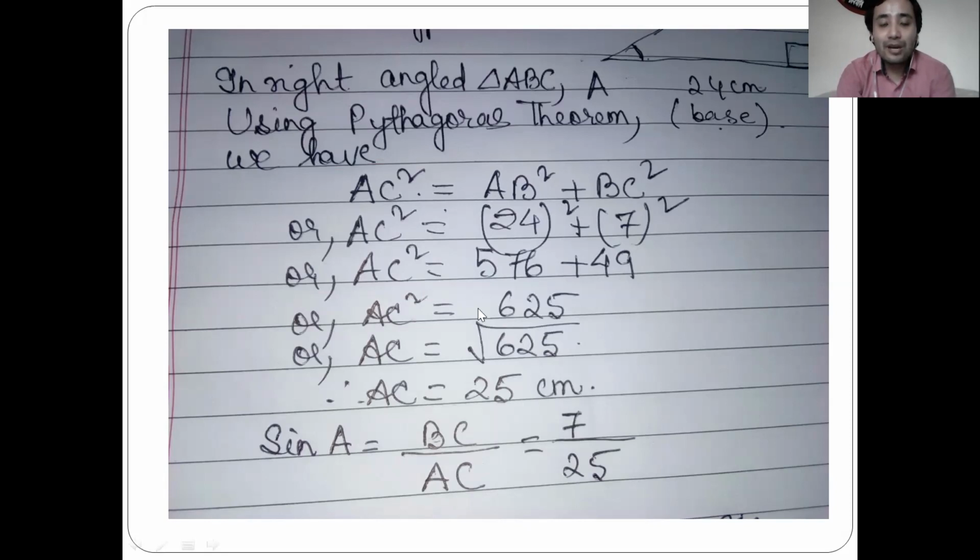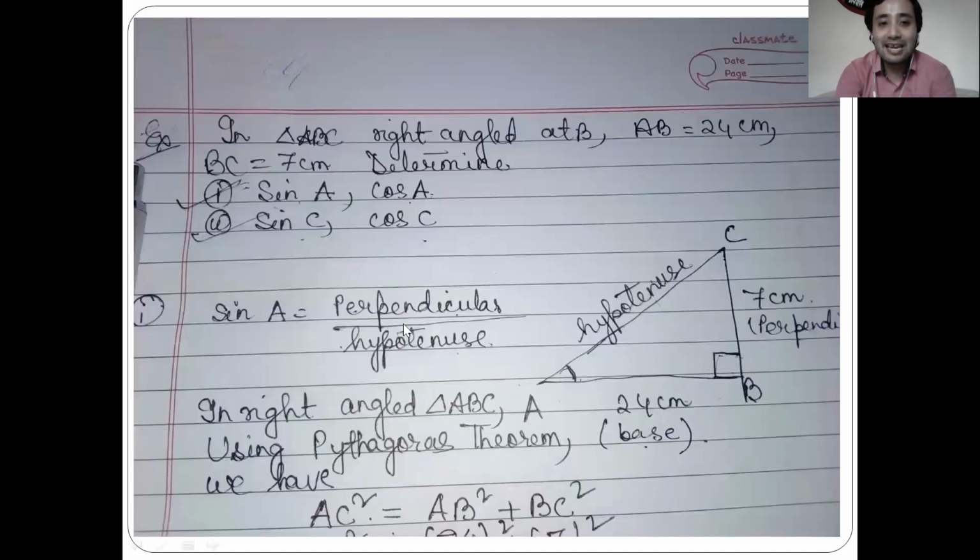So when I take the square on the right hand side, then the square will be transformed into square root. So what is square root of 625? From junior class knowledge, we know that whenever we have to solve square root, the number inside should be a perfect square. So I see that 25 is the perfect square of 625. So hence the square root of 625 is 25 centimeters.